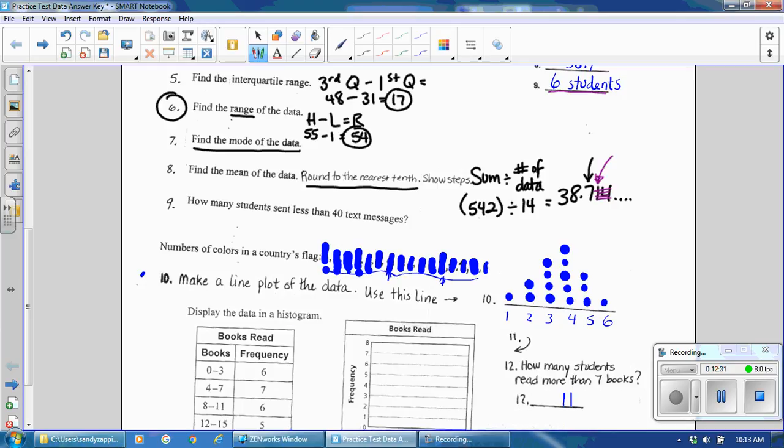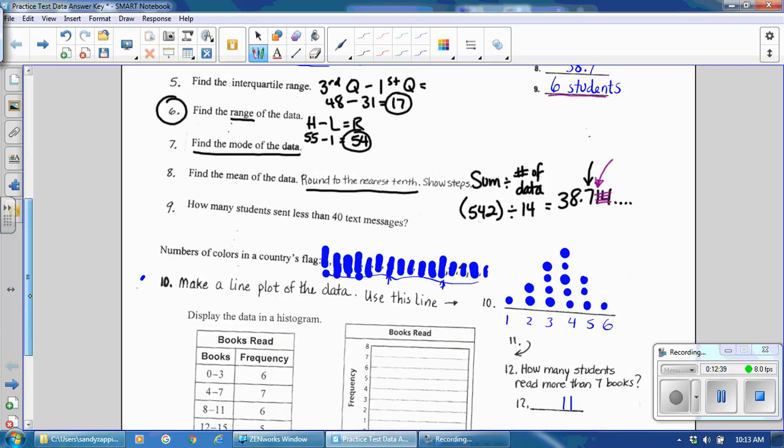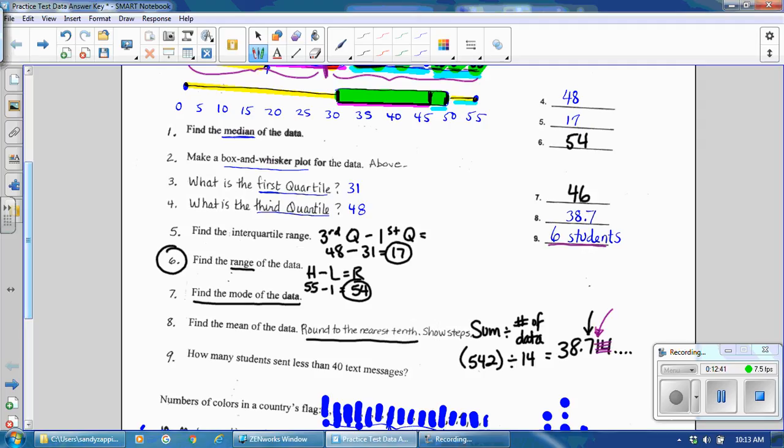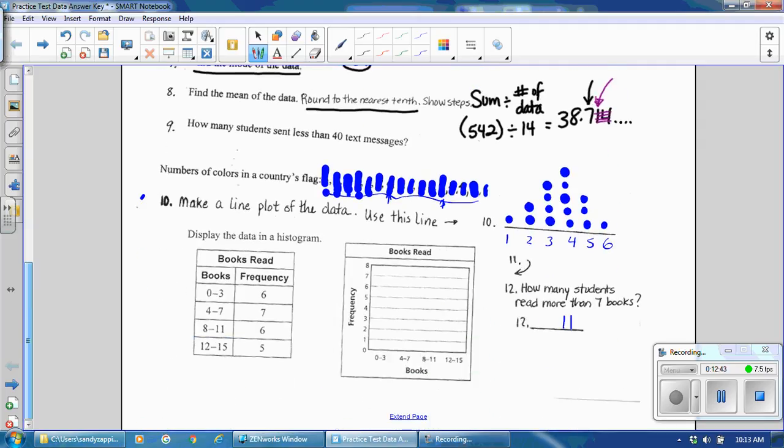That's a pretty symmetrical line plot, meaning that most of the data is in the middle. All right, that was number 10. Number 11, display the data in a histogram.